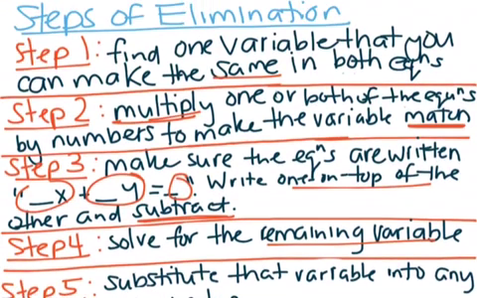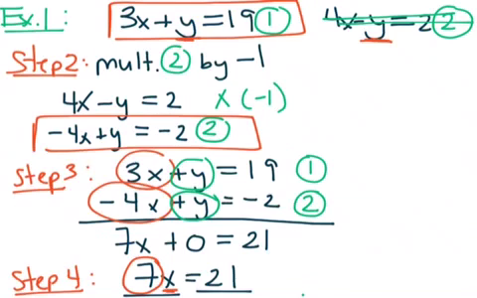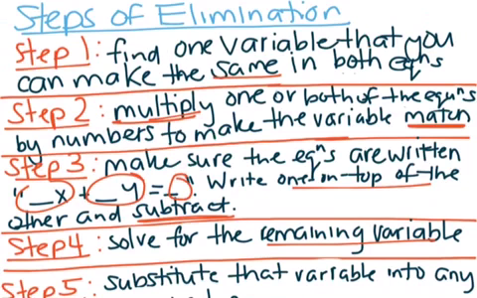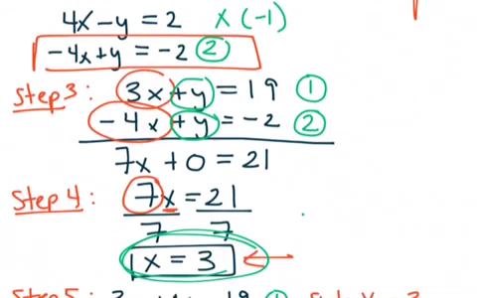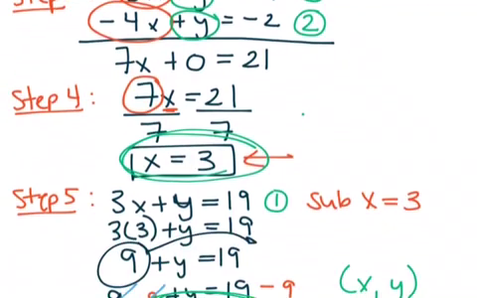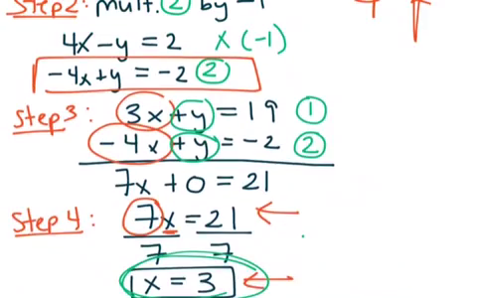Step number 1 was to find a variable that we can make the same in both equations, which we chose was y. Then step number 2 is multiply one or both of the equations by numbers to make sure the variables match. So this one had a positive y, this had a negative y, so we knew if we multiplied this one by negative, it would turn positive, and that's what we did. We multiplied all of equation 2 by -1, then we put them one on top of each other and subtracted them, and we were left with 7x equals 21. Then we isolated for x and plugged that in. So let's do another example together.